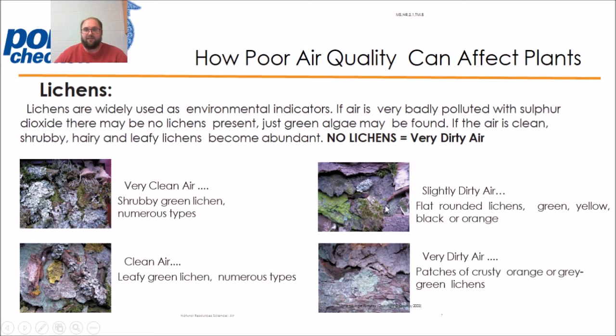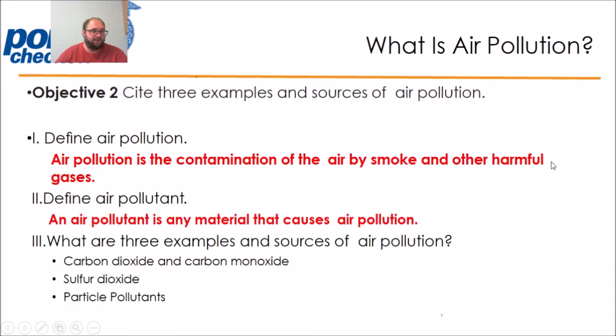If the air is clean, you'll see a lot of green and a lot of variety because these lichen are able to survive. Now, what causes dirty air is pollution. Air pollution is the contamination of air by smoke or other harmful gases. So we define an air pollutant as any material that causes air pollution.